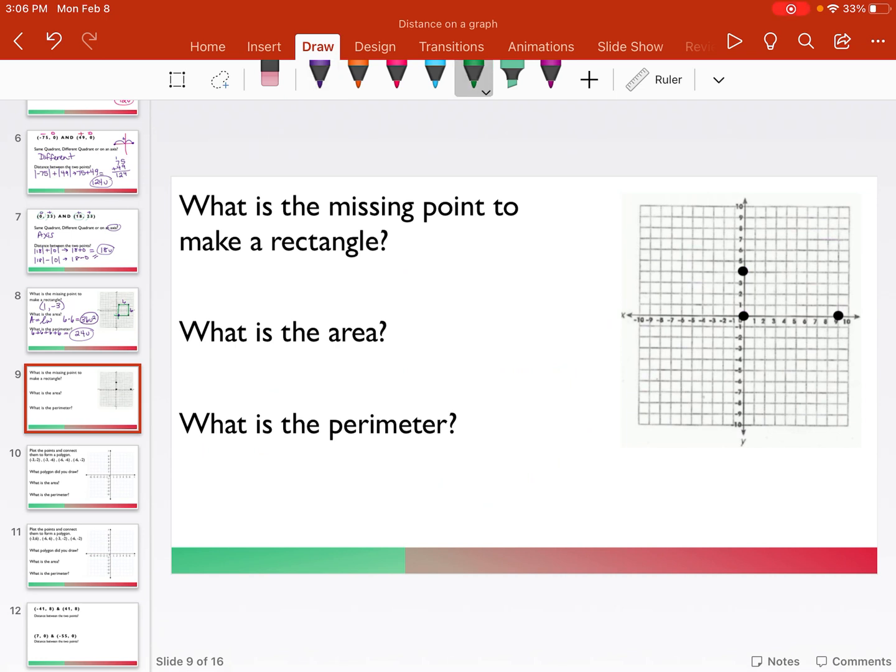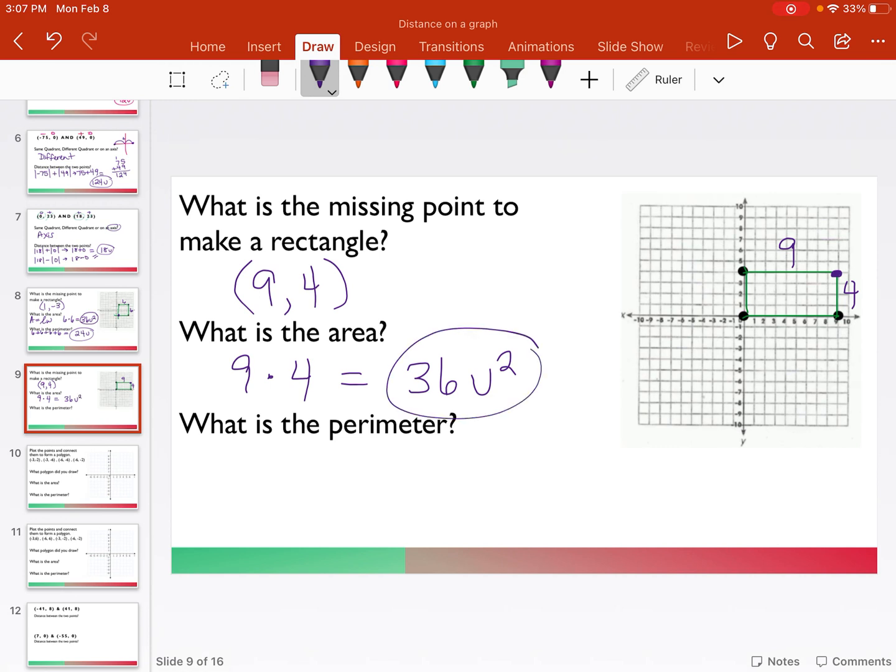All right, same idea. Go ahead and find that missing spot, the missing point, to make this a rectangle. Follow it up, follow it over. There's our point right there at 9, 4. If I want to find the area, first I have to find the length and the width. This was 9 and this is 4. So 9 times 4 is 36 units squared.